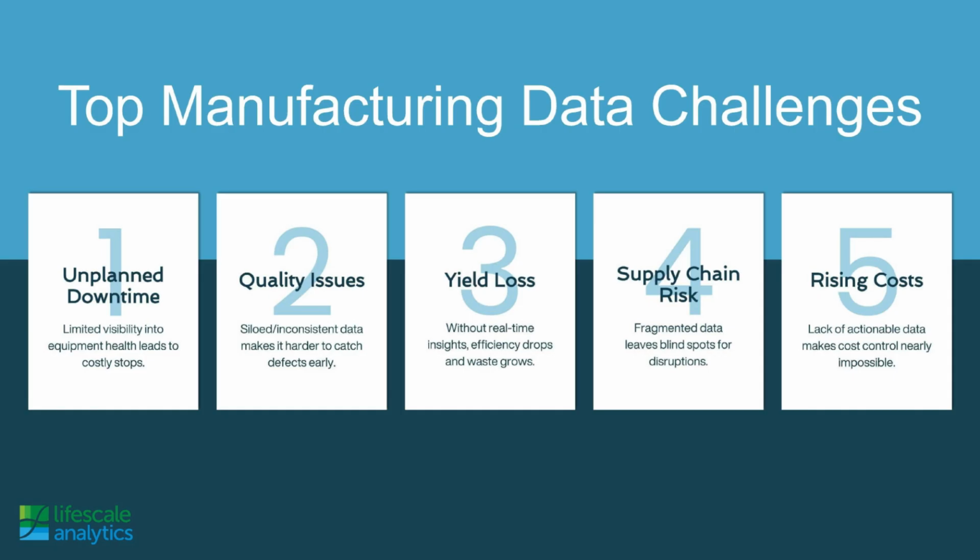Unplanned downtime reduces production capacity. Quality issues increase scrap, rework, and customer risk. Yield loss reduces efficiency and profitability. Supply chain risk creates uncertainty in planning and fulfillment. Rising costs make it harder to maintain competitiveness.